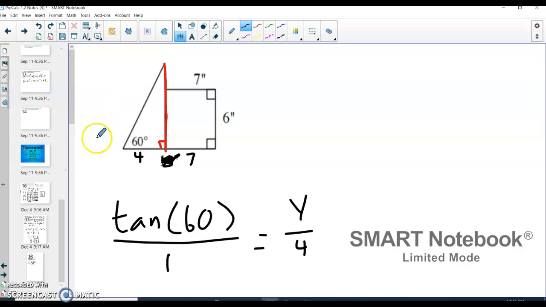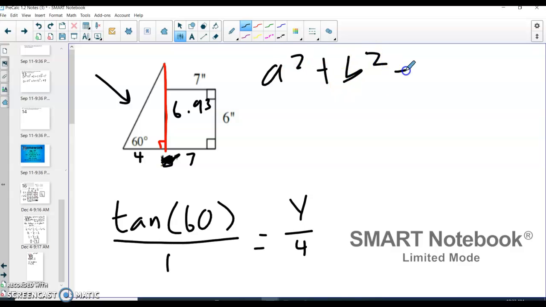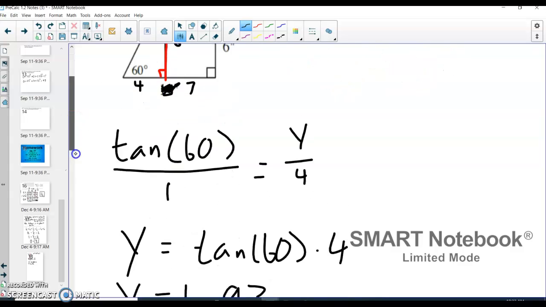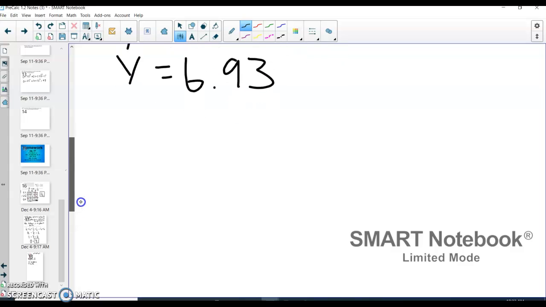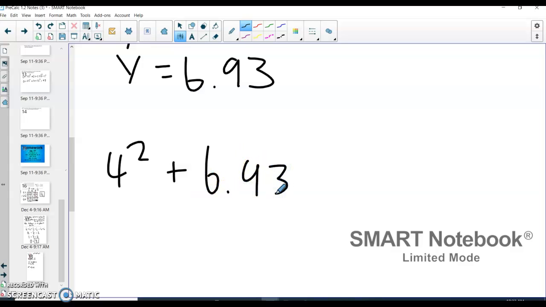Okay. Now I'm going to use that 6.93 in here to figure out the length of the missing hypotenuse here, and that's going to be using a squared plus b squared equals c squared. Now, plugging numbers in, my a squared would be 4 squared plus 6.93 squared equals my c squared. So this is 16 plus, gotta use my calculator again.